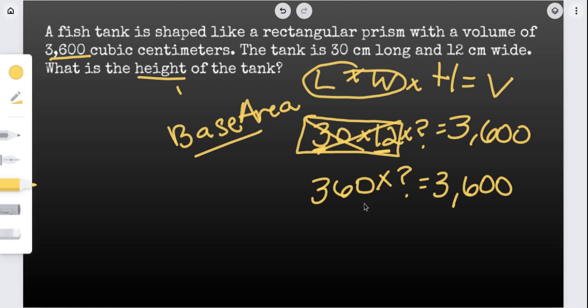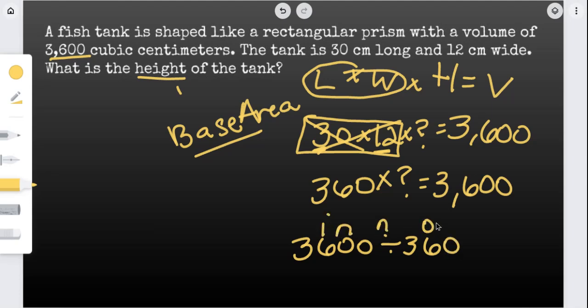If I'm remembering what I've learned in the past about multiplication and division, I know that they are closely related and can be opposites. So to figure out this missing factor here, I'm just going to work a division problem. So 3,600 divided by 360. Remember my in and out. And then I'm ready to go ahead and set this up. Circle it up.